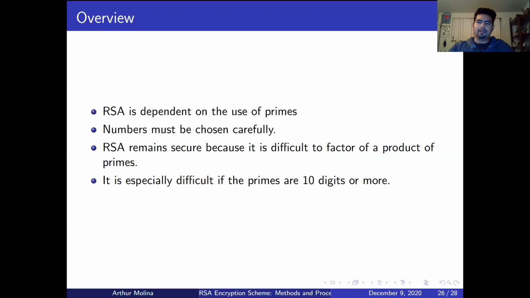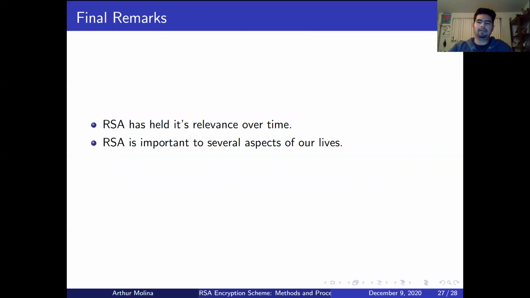especially if those primes are 10 digits or more, which is usually the case in everyday applications. So finally, RSA has held its relevance over time. It is important to several aspects of our lives, such as sending credit card information securely, or reading your emails without having to worry whether someone else has access to them as well. And it is still used today.